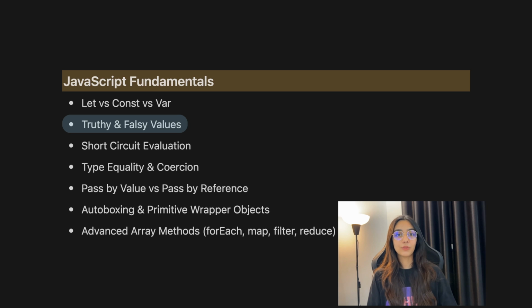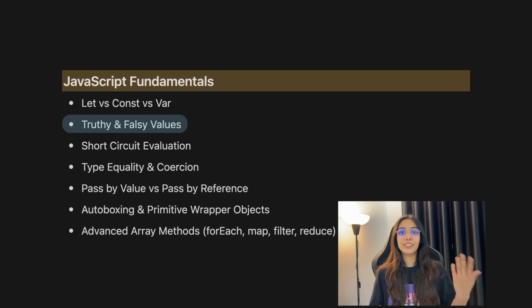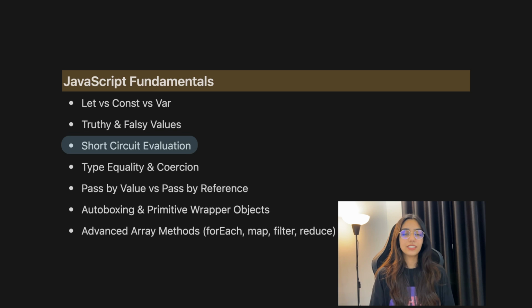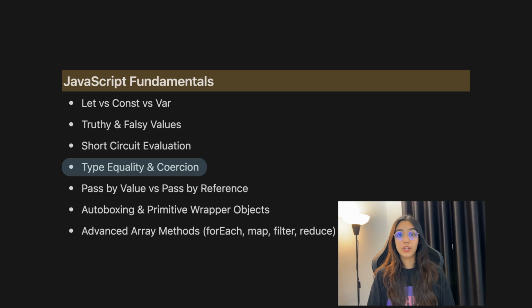In other programming languages, you have Booleans, true and false. In JavaScript, every value is either a truthy value or a falsy value. Then you also have short circuit evaluation. This concept may be used in other programming languages as well. Then we have type equality and type coercion. This is a very important topic and is also the root of a lot of bugs if you don't understand how types work in JavaScript.